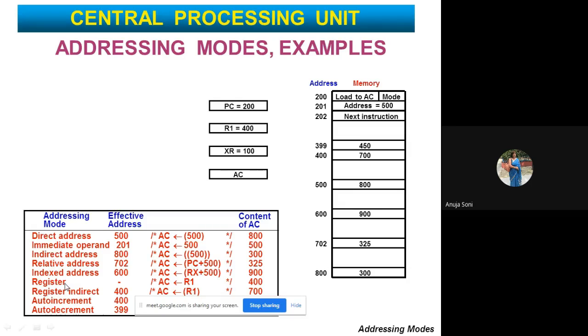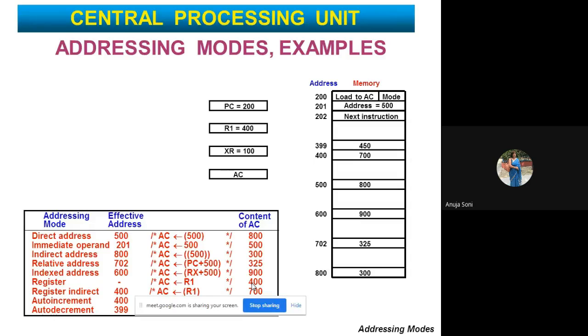Next we come to the register addressing mode. What is the definition of the register addressing mode? It says that the general purpose register given will work as the value of your effective address. And here the register value given is 400, so you need to locate in memory which operand value is stored at 400. At the location of 400 you can find that the value 700 is stored. So 700 will be loaded into AC. So 700 will ultimately become the value of your accumulator register.